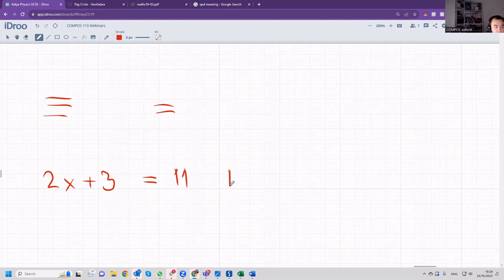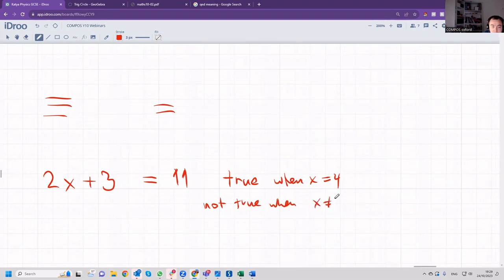This is true when x is 4. This is true for when x is 4, but not true when x is not 4. So this is not true when x is 7, for example, because when it's 7, it doesn't work. So it works for x equals 4, but doesn't work for other values.